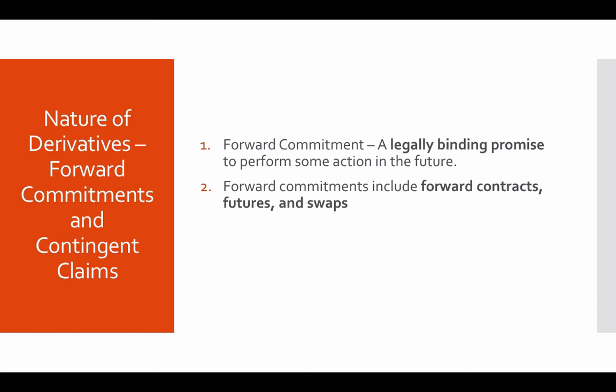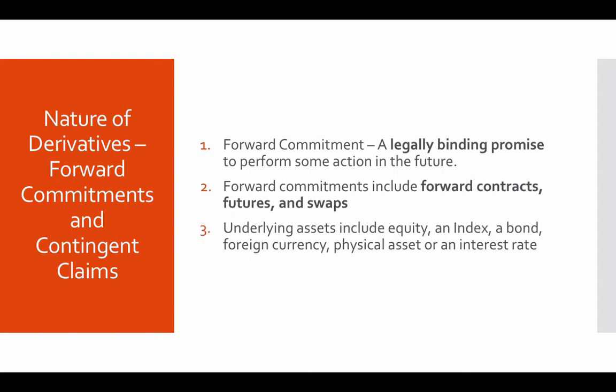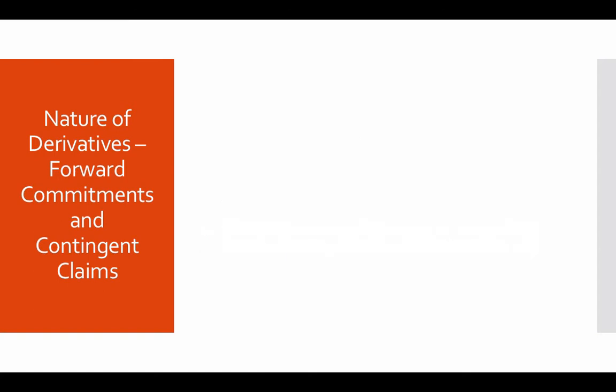Now, you may or may not be familiar with these terms, but there are separate lectures altogether to understand each of them in more detail. But for now, understand that these are three examples for forward commitments. Now, the underlying assets of such derivatives include equity, an index, a bond, foreign currency, physical asset, or an interest rate. Now, let's look at contingent claims.